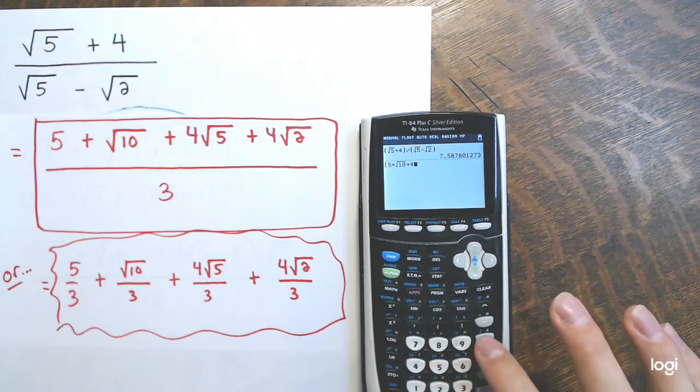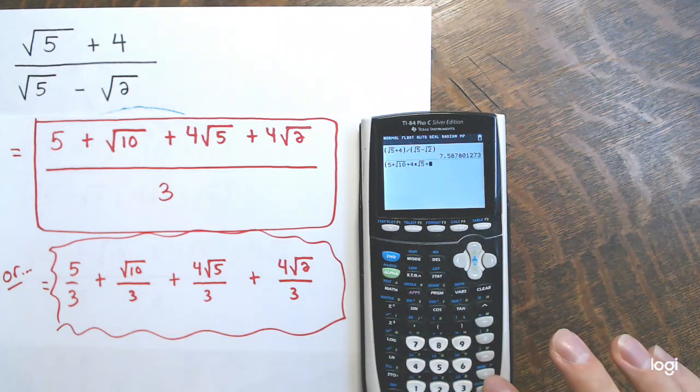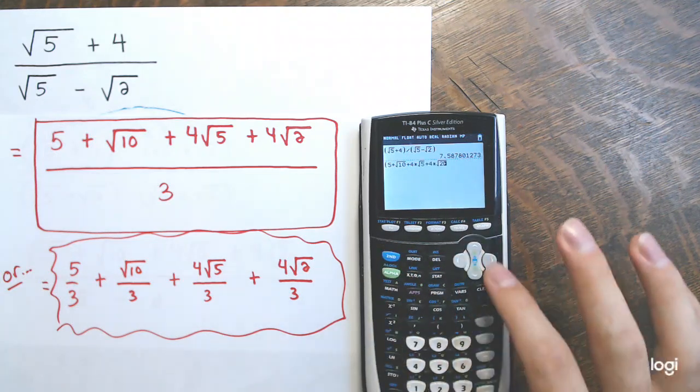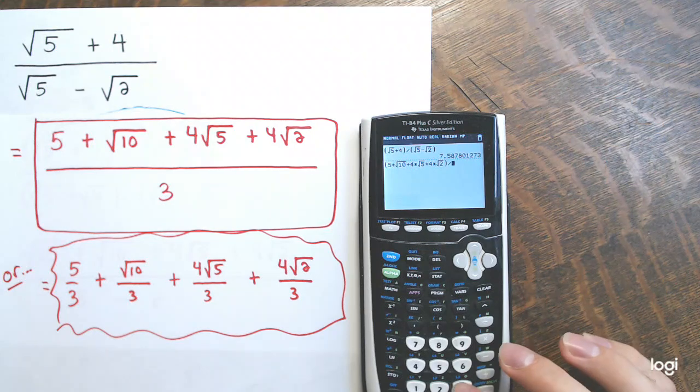plus 4 times the square root of 5. After that, plus 4 times the square root of 2. Close parentheses. There's the numerator. And then all of that divided by just 3. Right? There's no need for parentheses around that. It's just a single number.